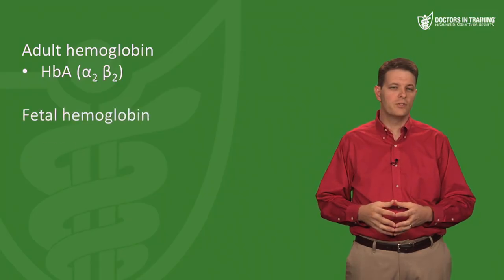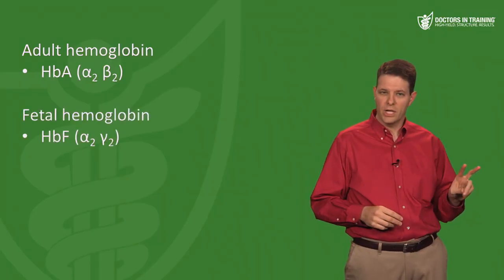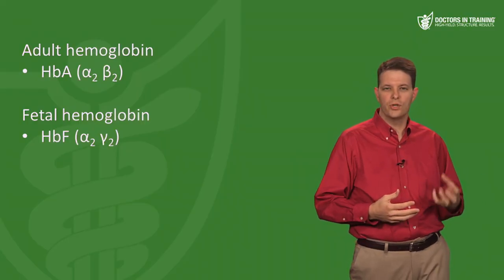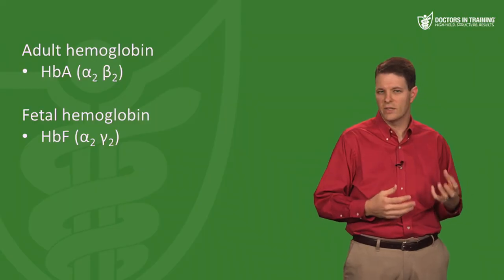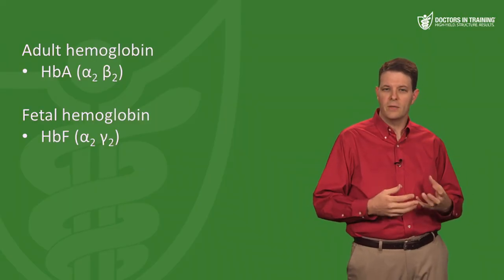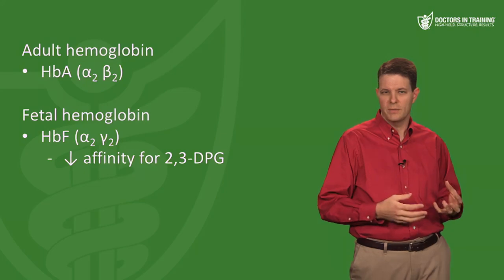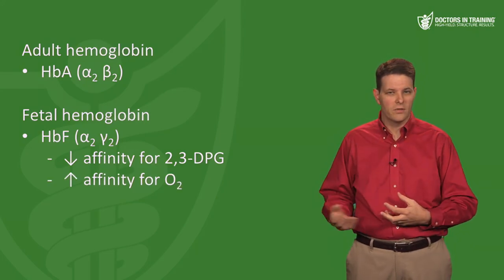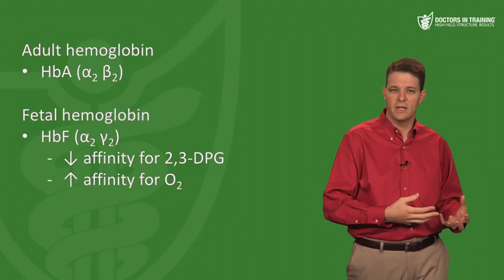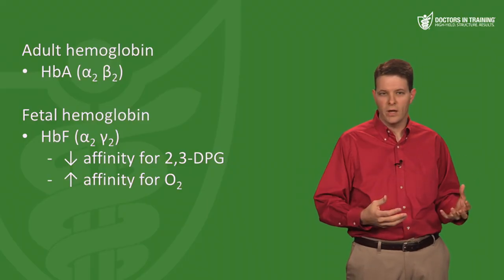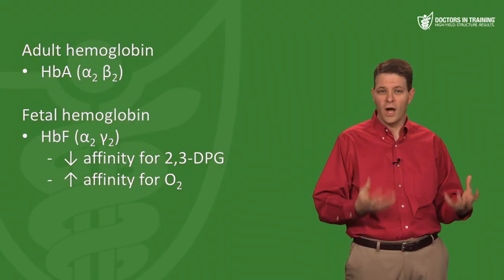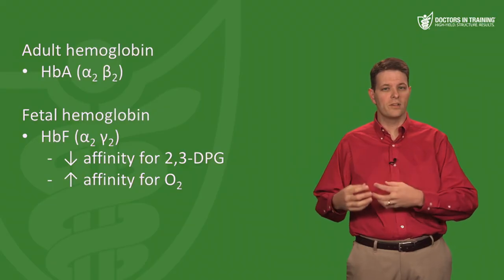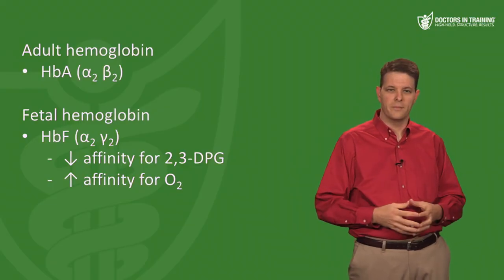Fetal hemoglobin is made of 2 alpha chains and 2 gamma chains. Now, what's the difference? Well, those gamma chains have a lower affinity for 2,3-DPG, or 2,3-diphosphoglycerate. And because of that, fetal hemoglobin has a higher affinity for oxygen than adult hemoglobin does. So when maternal blood arrives at the placenta and there's a lot of 2,3-DPG around, the maternal hemoglobin lets go of oxygen and binds to 2,3-DPG. And that's how we get that transfer of oxygen from mom to fetus across the placenta.